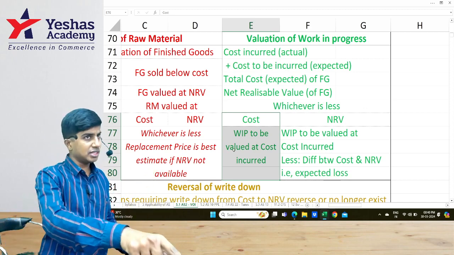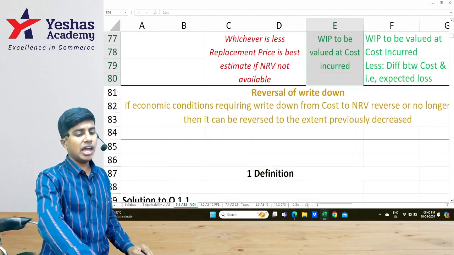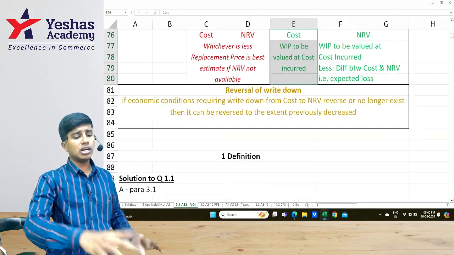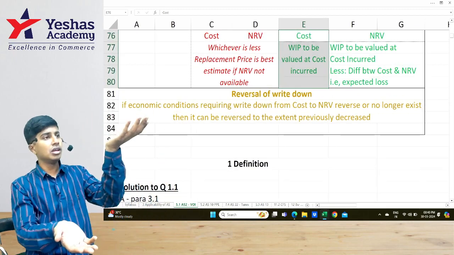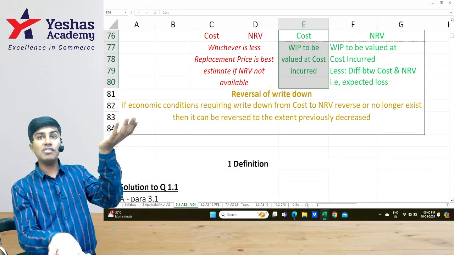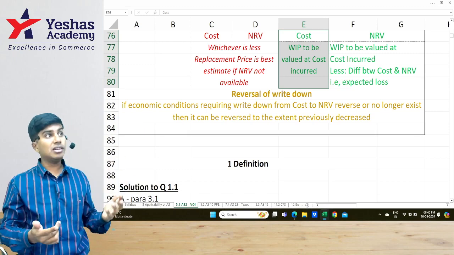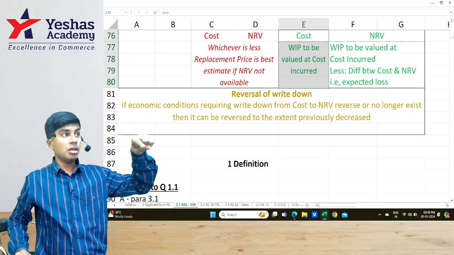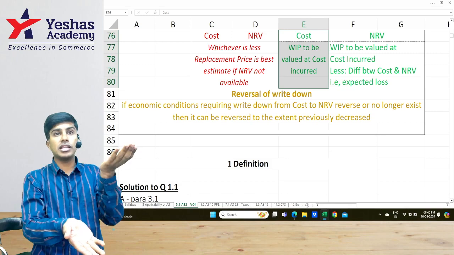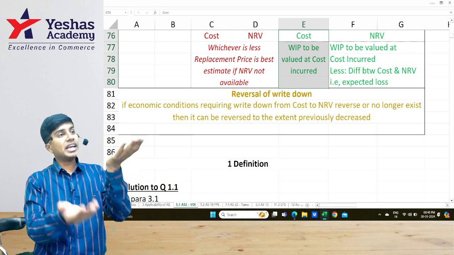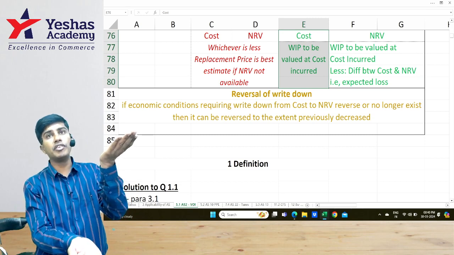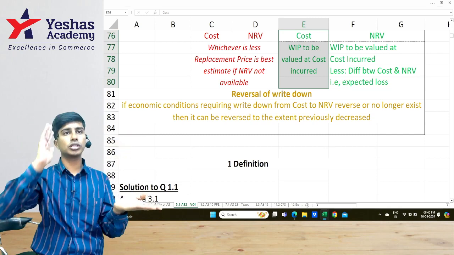So read this part once again. This is slightly tricky. Then, can we reverse the writing down? We have written down from cost to NRV, whichever is less, NRV being lesser than cost. Can we reverse it? Yes, we can. If the conditions because of which NRV was lesser than cost have reversed, such economic condition has reversed, we can reverse and restore the value of inventory to cost, not above cost.